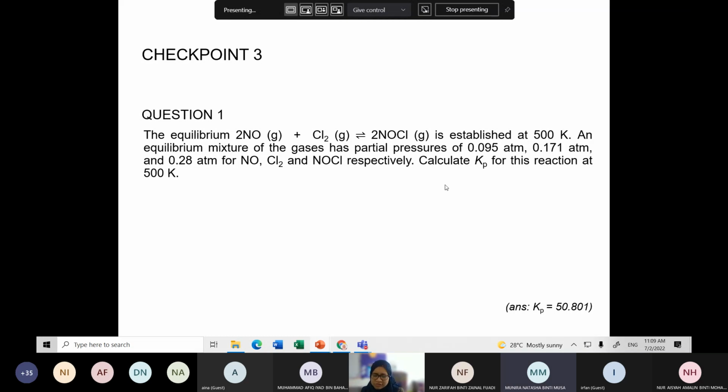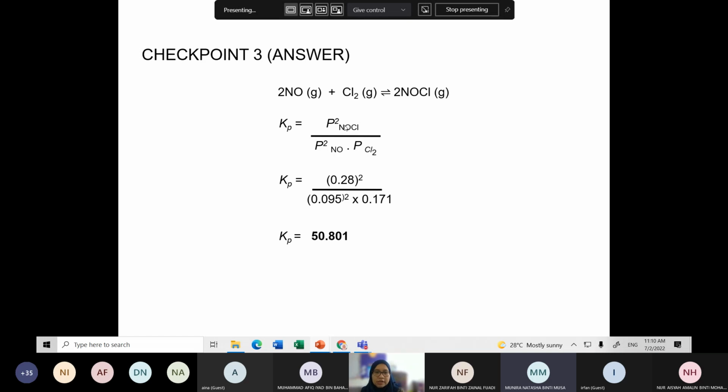So this is a very straightforward question. The question needs you to calculate Kp, and as you can see, all the pressures are given and already mentioned at equilibrium. First thing first, you have to write your Kp expression correctly. Then you insert the values, and finally calculate the final Kp. So this is how you should write your Kp. Kenapa macam ni? Sepatutnya tak beginilah. Sepatutnya dia begini.